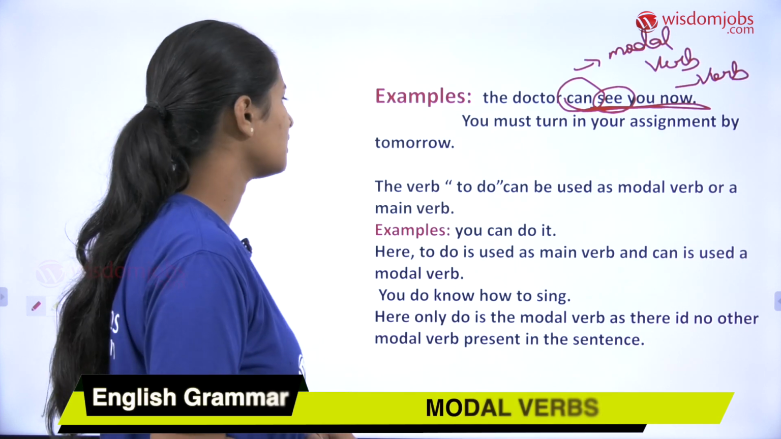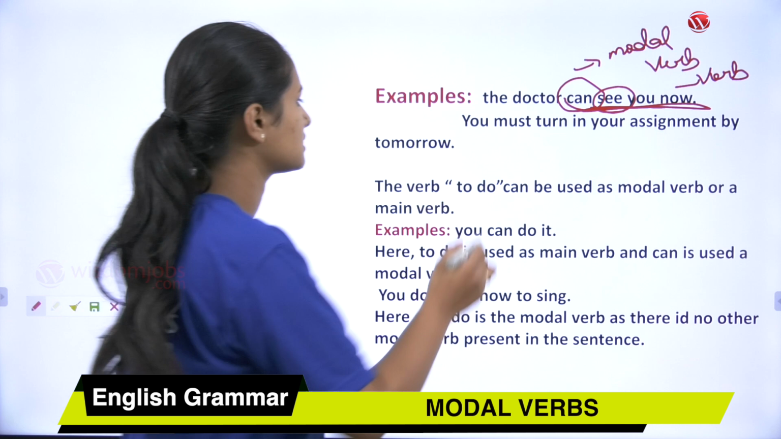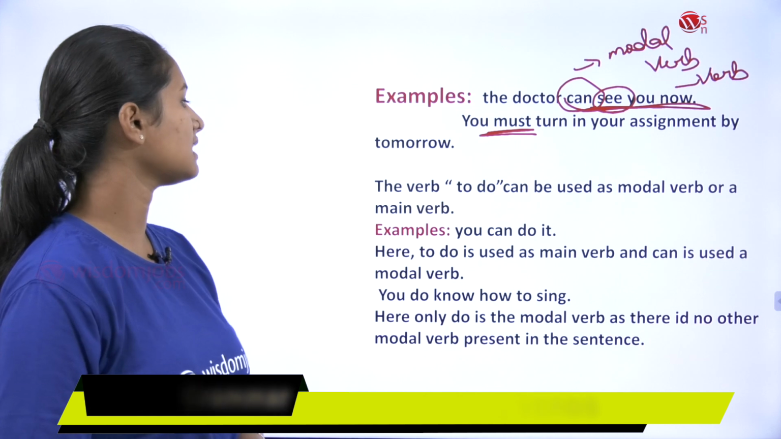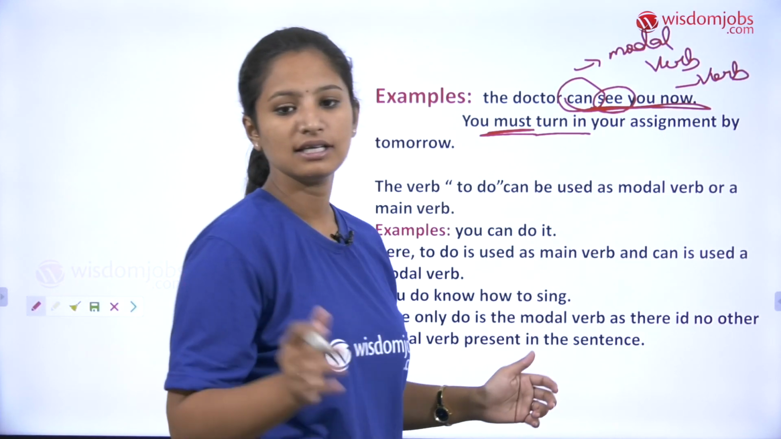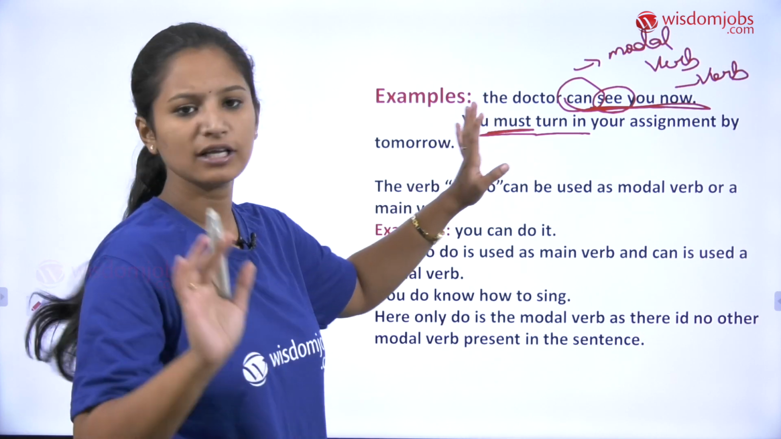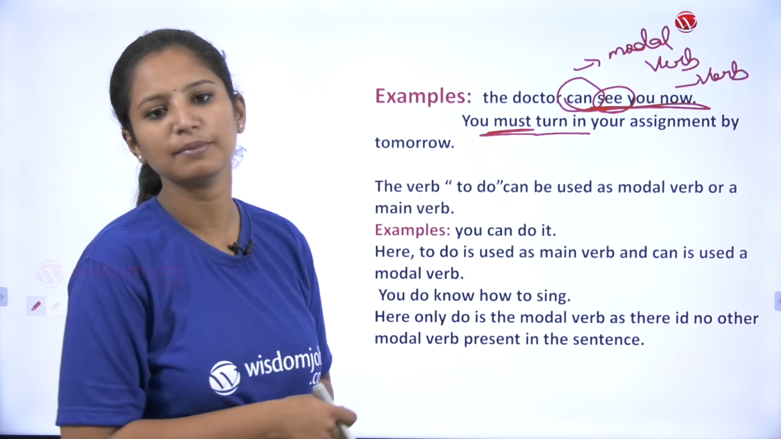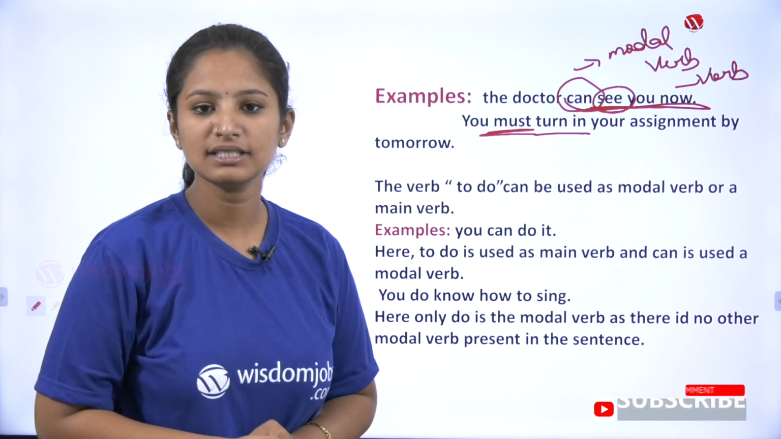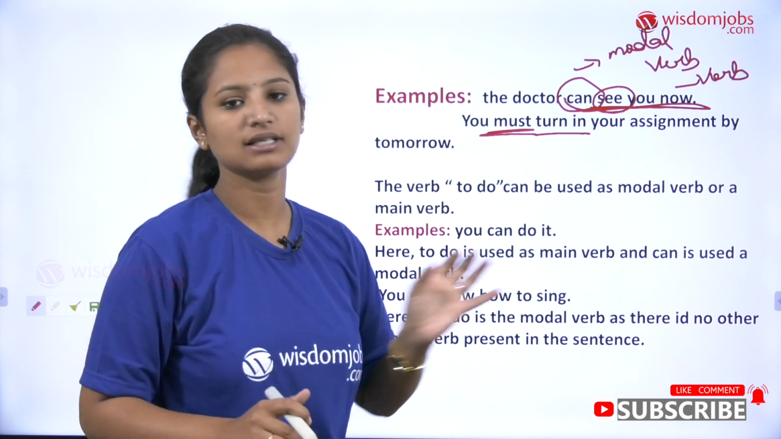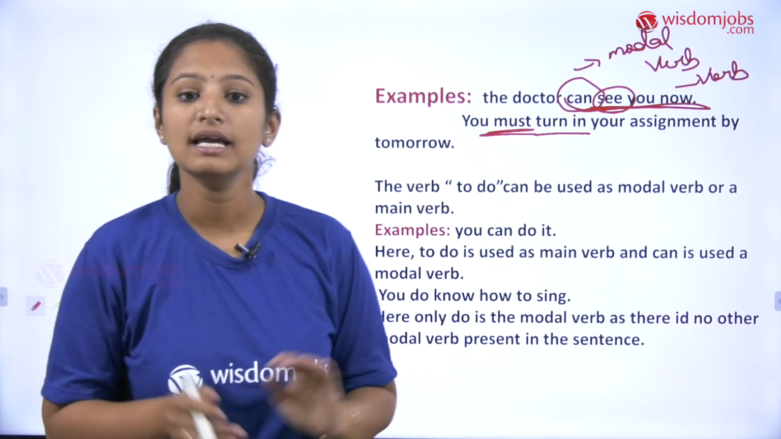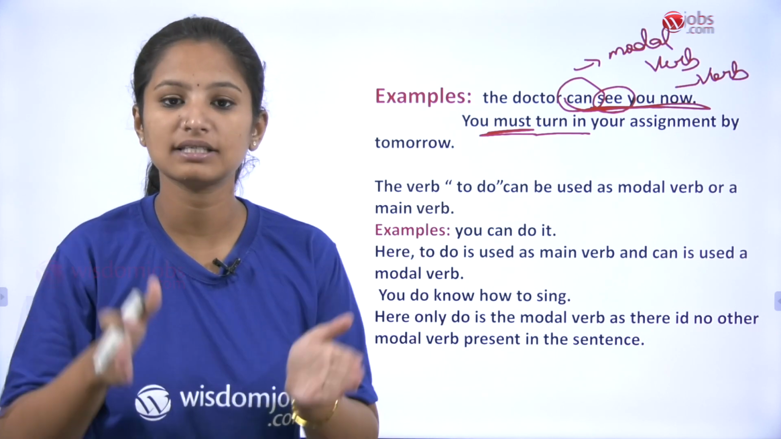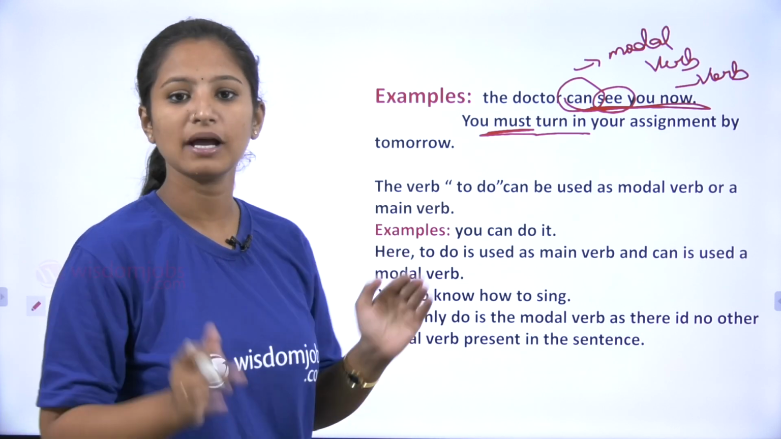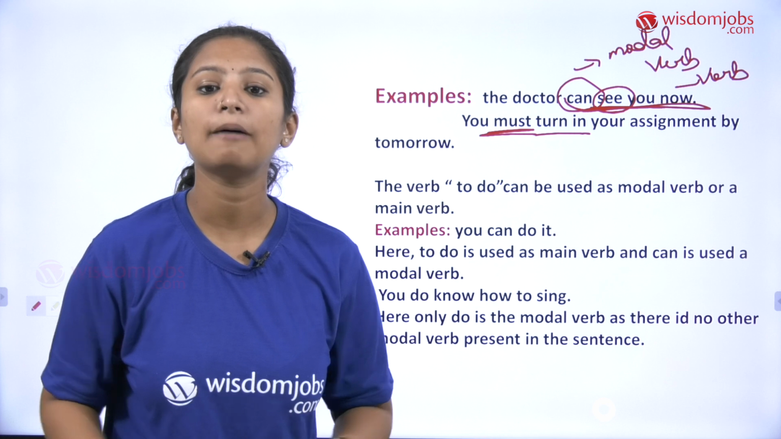You must turn in your assignment by tomorrow. Here the word must is a modal verb, and turn in is the verb. For example, if we do not use must and simply write, you turn in your assignment by tomorrow, it's a very common sentence. But you must turn in your assignment by tomorrow means it's a mandatory work for you, that you must definitely submit your homework by tomorrow. So this is the meaning of a modal verb and how a modal verb helps the main verb to complete the sentence.